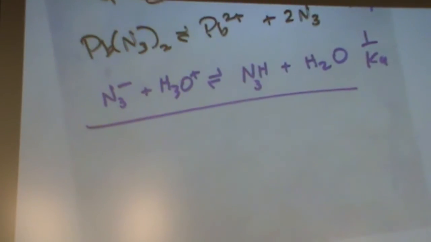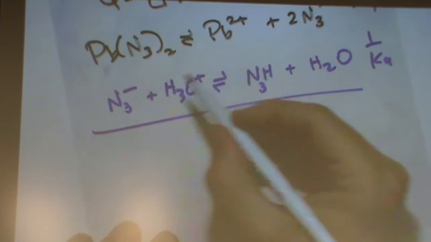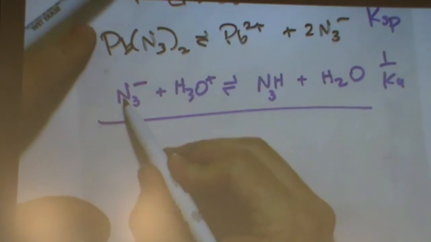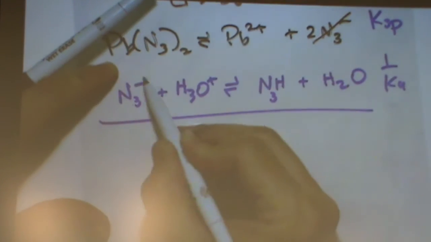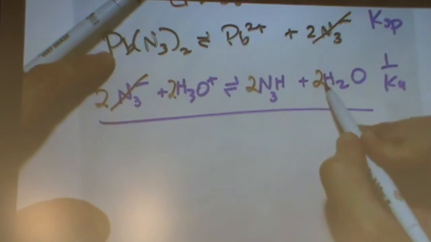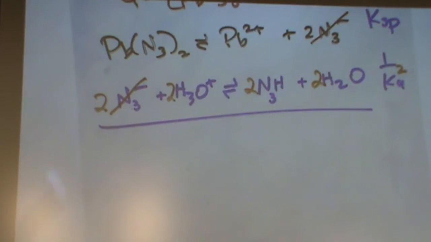Add these together, see what will cancel. Oh, hold up. What do I need to do to the second reaction? Balance it. Yeah. Notice the N3 needs to cancel, but it can't unless there's two of them. So I need to multiply by 2 everywhere. Yes.